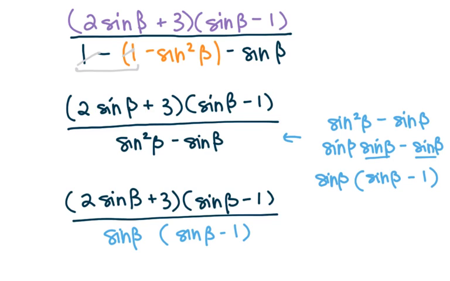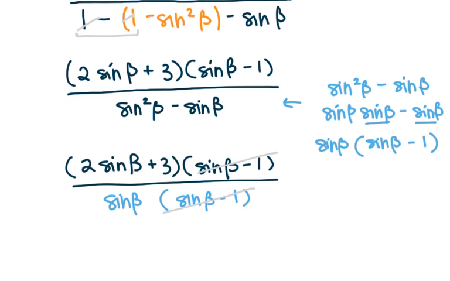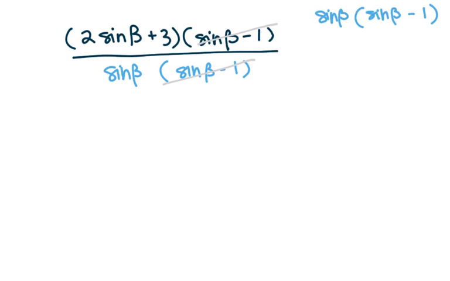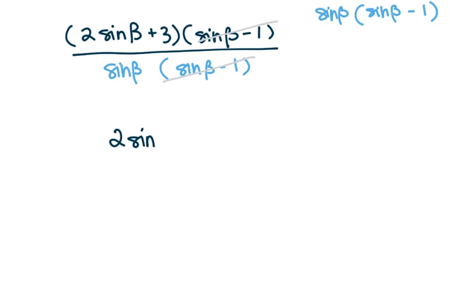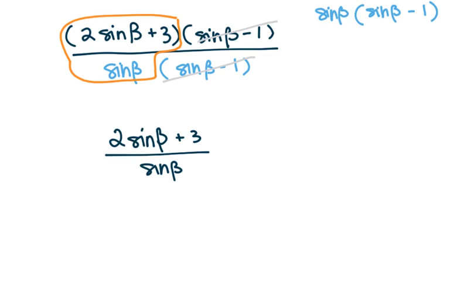And here, now that I've factored these out, notice I have terms or factors that will cancel. So I can take this one step further and rewrite this as 2 sine beta plus 3 over sine of beta, because that was what was left here. So those two canceled, and I was left with 2 sine beta plus 3 over sine beta.